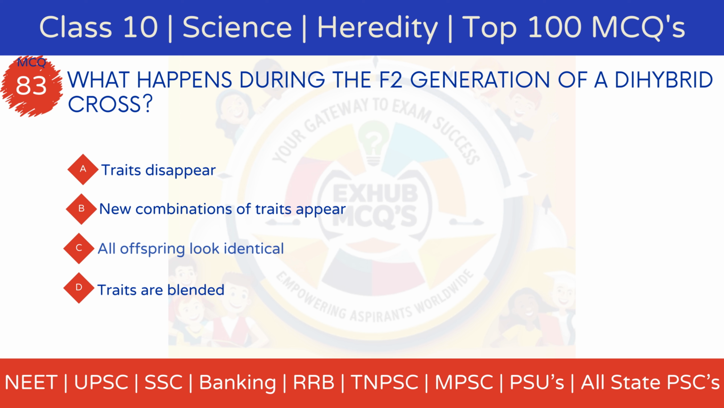Option A, traits disappear. Option B, new combinations of traits appear. Option C, all offspring look identical. Option D, traits are blended.